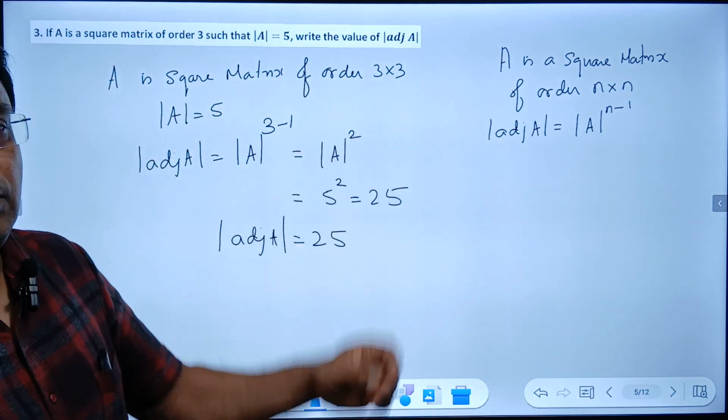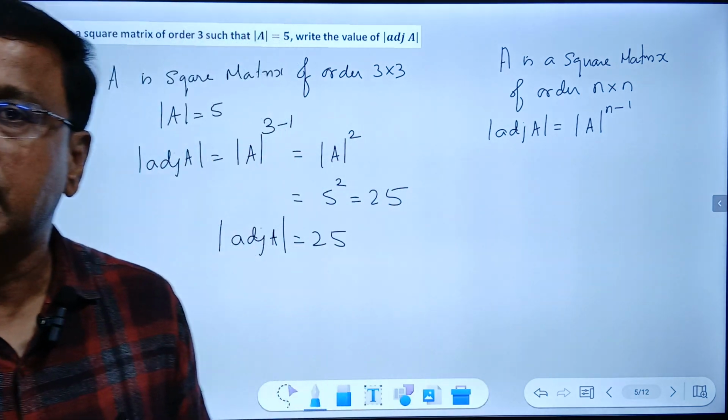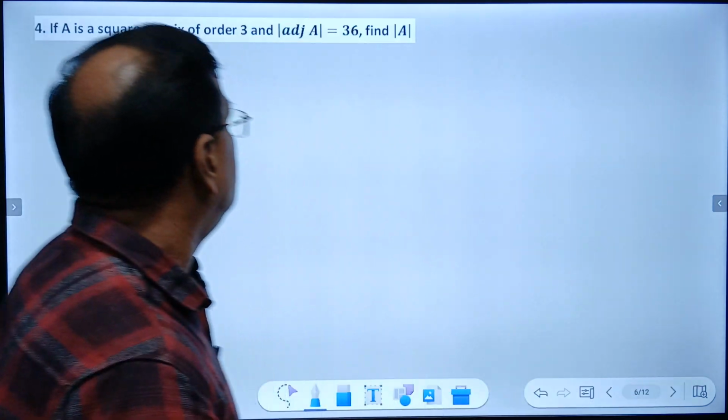Very simple. If you know the formula, you get the answer. Am I clear? Next one.